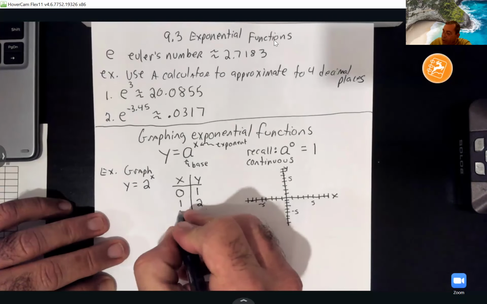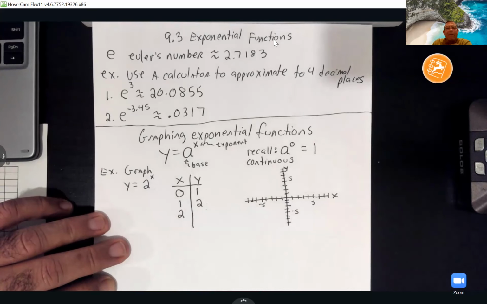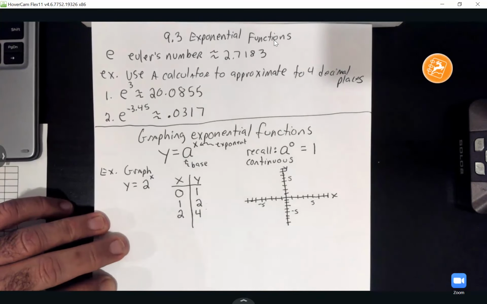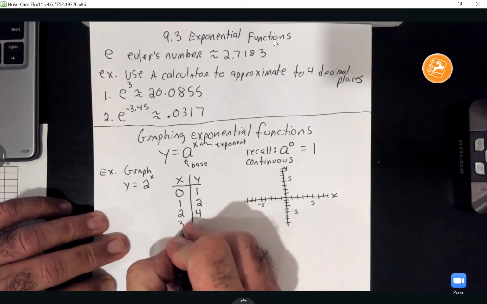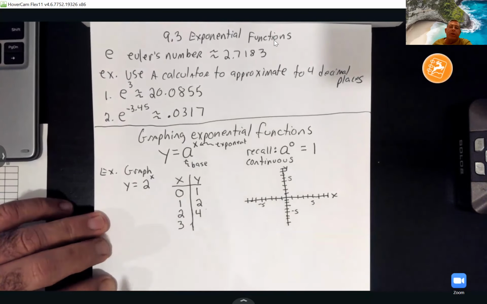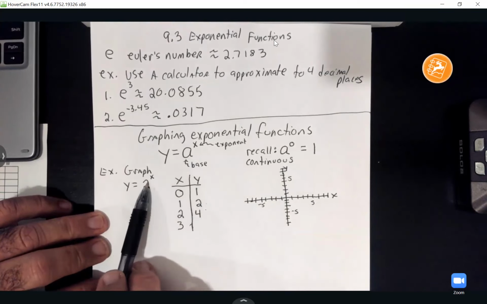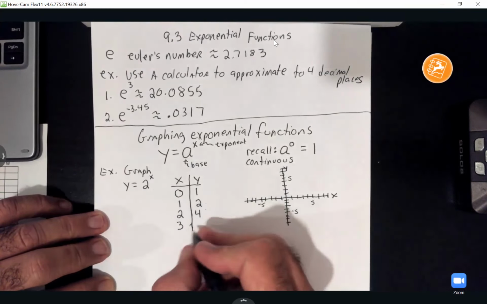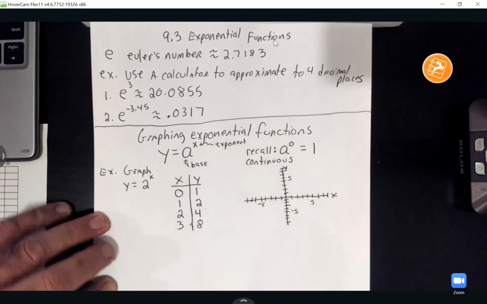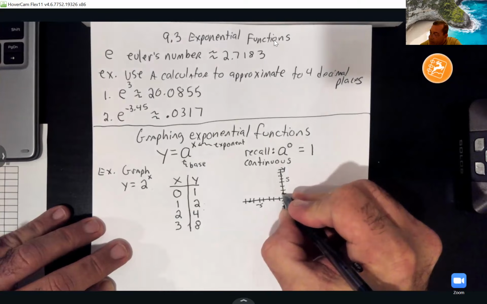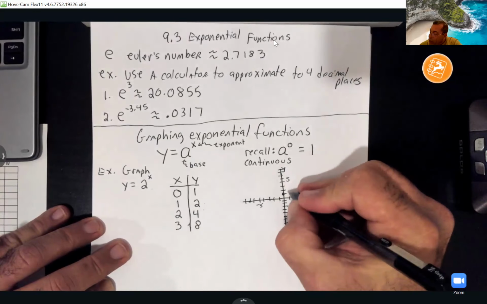That's going to give us 2, because anything to the first power equals itself. All right, y'all, let's put a 2 in. So now you got 2 squared. So that'd be what, 2 times 2, which will give us a 4. And then one more. And I want y'all to start seeing how they sort of grow quick. So 2 times 2 times 2. That's 8. So it's going to cross at 0, 1 here. At 1, 2.